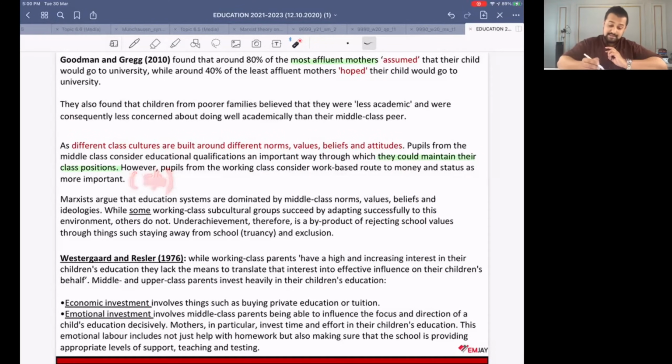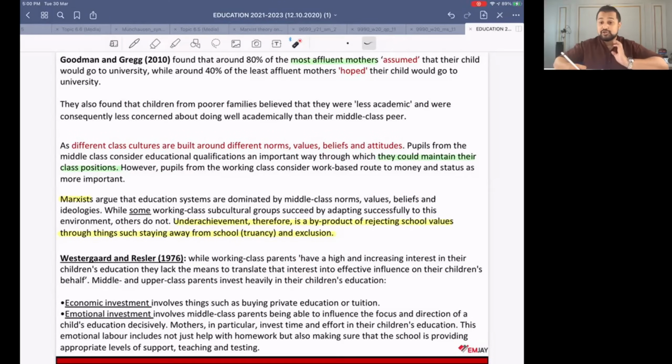Marxists argue that education systems are dominated by middle class norms, values, beliefs, and ideologies, and I've said this at least 50 times. While some working class subcultural groups succeed by adapting successfully to the environment, others do not. Underachievement, therefore, is a byproduct. This is a nice one here. Underachievement, therefore, is a byproduct of rejecting school values through things such as staying away from the school, truancy, and exclusion. This has to do with absenteeism, when kids stop going to the school, absenteeism.